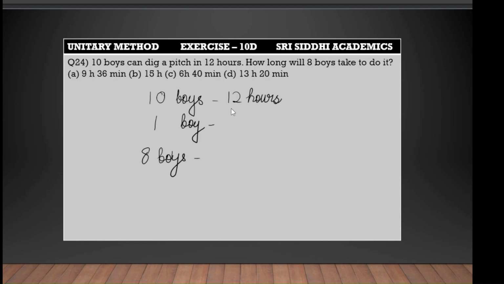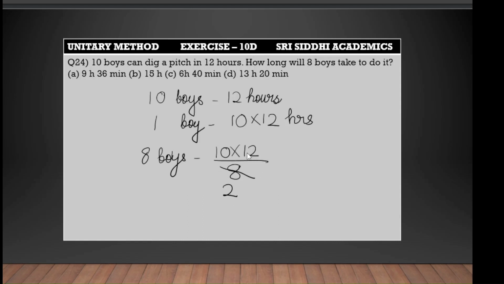If 10 boys can dig a pit in 12 hours, for one boy, how much time will it take? Definitely it will take many more hours. So 10 into 12 hours he will take. Because one boy with two hands, how can he compete with 10 boys? 10 boys will finish the work faster. Now if there are 8 boys, they will do it a little faster than one boy. So considerably faster they will finish the work. So here we need to divide. Think logically and you will be able to solve the question.